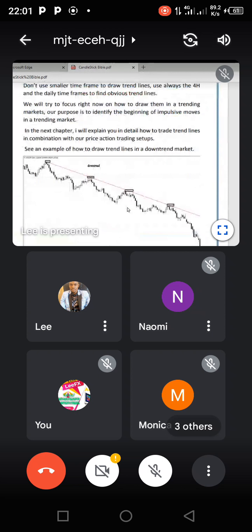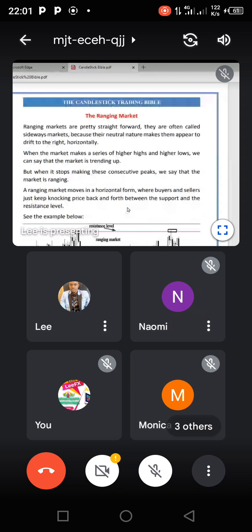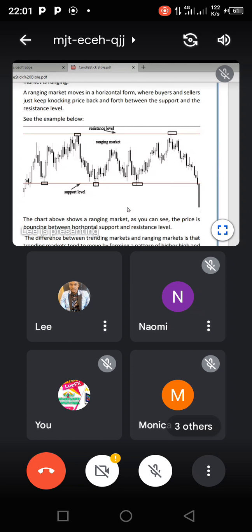Okay, there is no lending market. Okay, this is lending market now. So now when the market is in lending, this is how it looks like. Have we seen? So in a lending market, this simply means when you are trading forex in lending market, it simply means it is a market without direction.